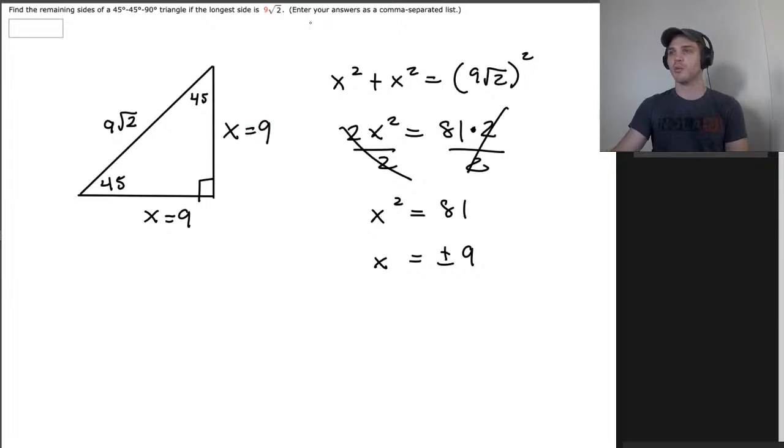And they want us to enter our answers as a comma separated list. So find the remaining sides. They could have just entered one number here, but I think that would have given away that the side lengths are equal, and you actually needed to know that in order to solve this. So 9 comma 9 is how you're going to enter that answer.